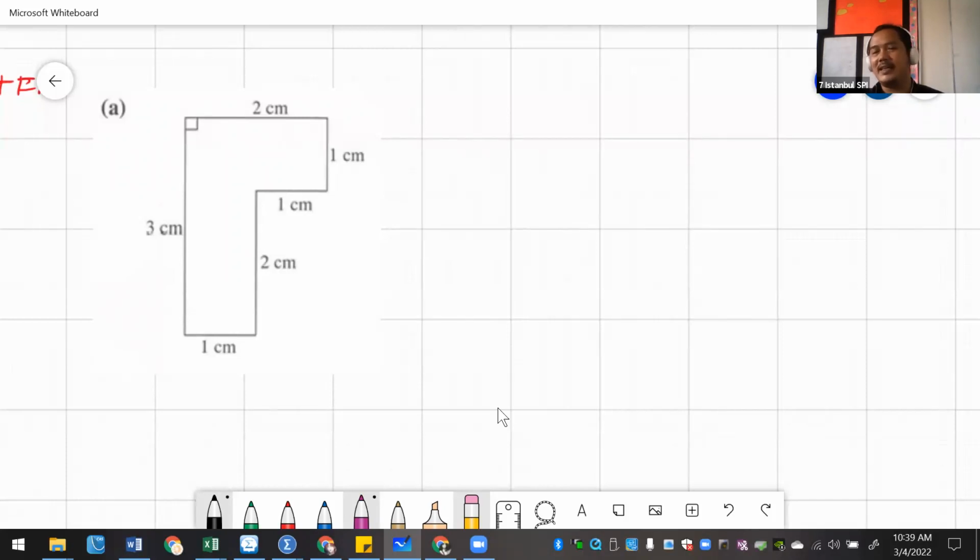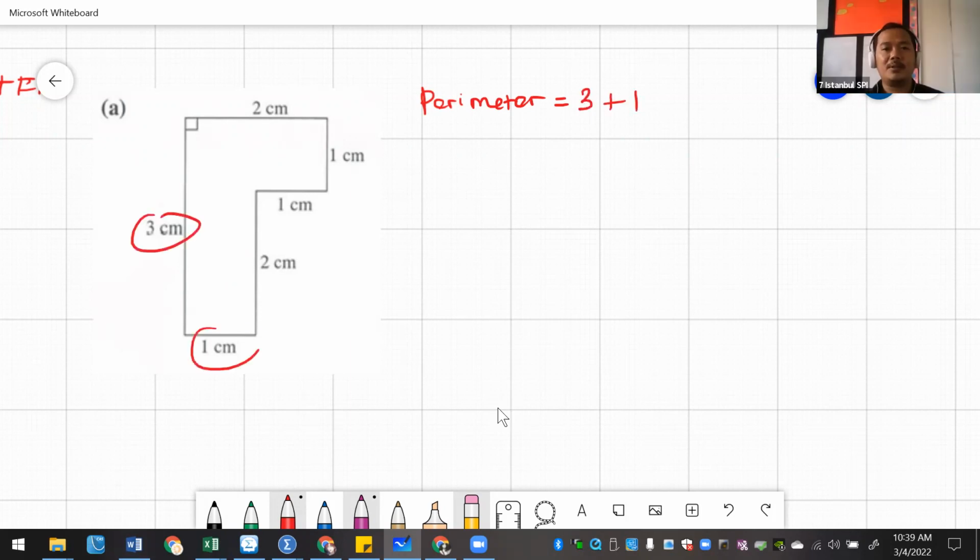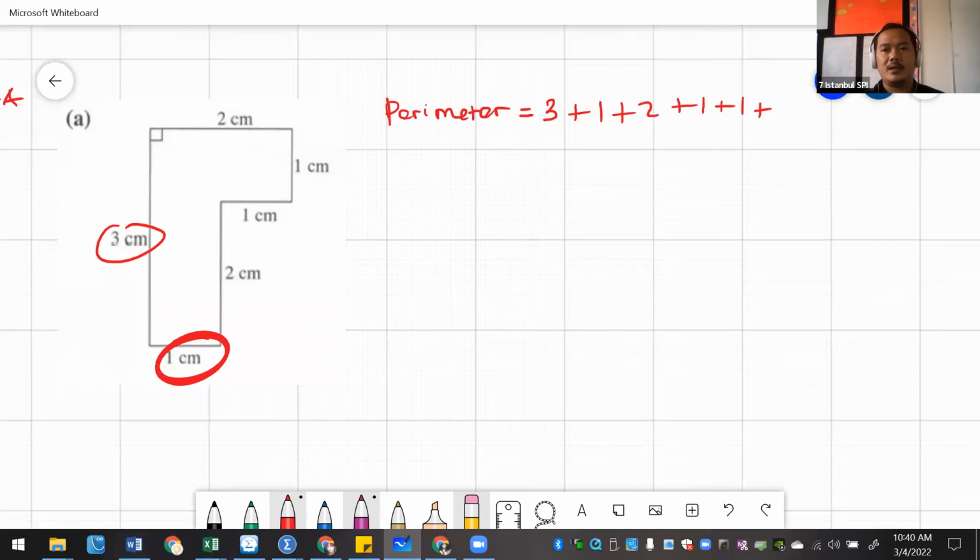Okay, saya mau ke Nikki dulu. Nikki, what do you think is the perimeter of this shape? Is it 10 centimeters? Okay, 10, you add all of them, yeah? Yes, okay, thank you, Nikki. So if I start from here, 3 plus 1 plus 2 plus 1 plus 1 plus 2. So that will be equals to 10, yeah? 3, 4, 5, 6, 7, 8, 9, 10. It's quite easy for this one, because you have all of the side lengths. So that will be 10 centimeters.